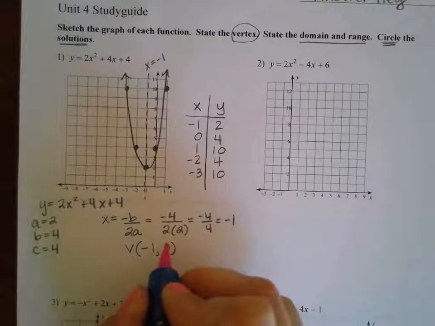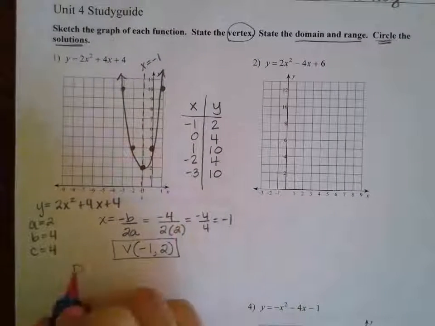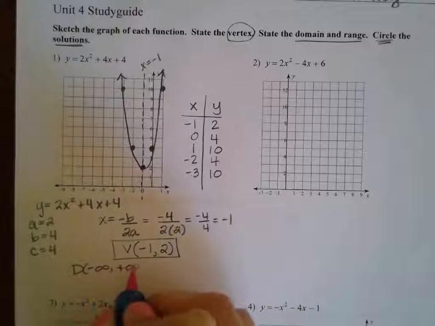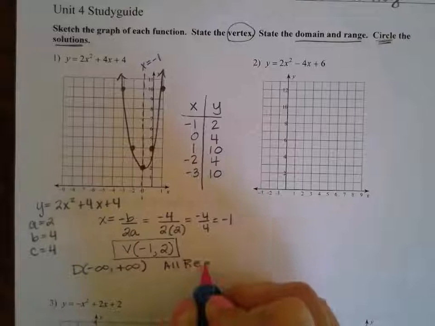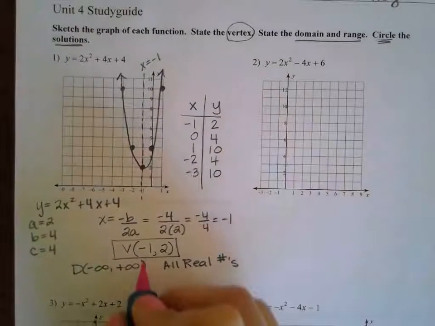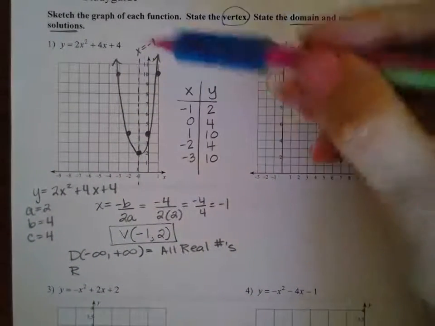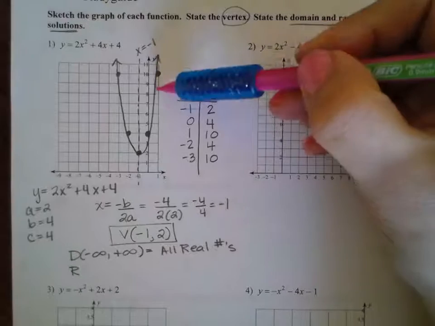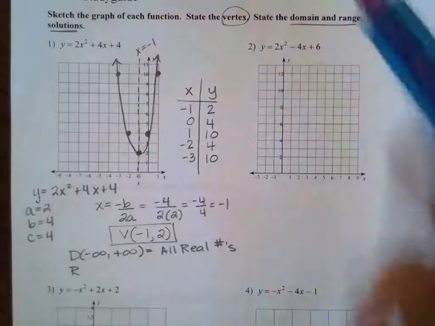So our vertex was negative 1, 2. I got that done. Your domain is always going to be negative infinity to positive infinity. This is the same as all real numbers. Okay, that means the same thing. Your range is going to be how low you go to how high you go. So how low does this graph go? It goes all the way down to here. So that's going to be 2.